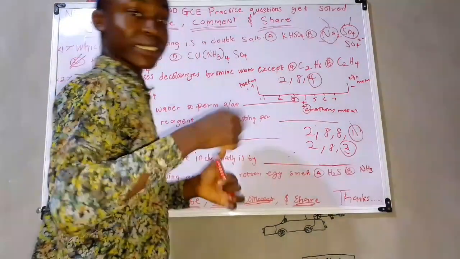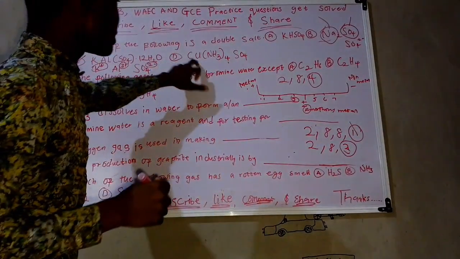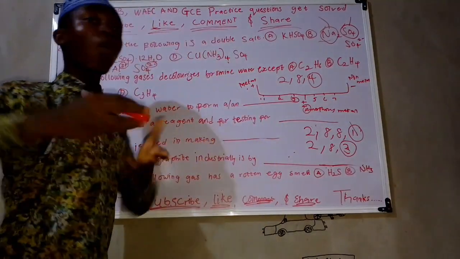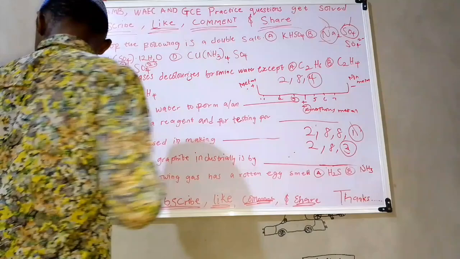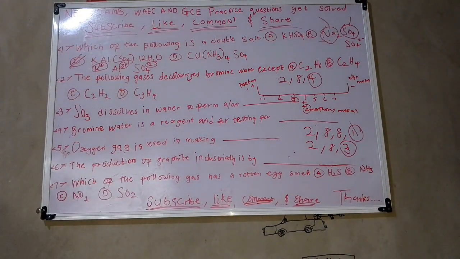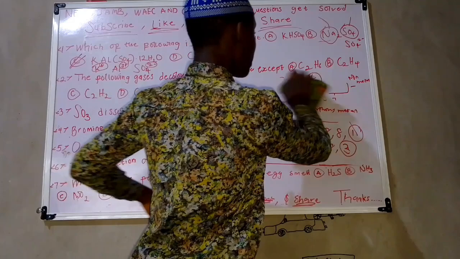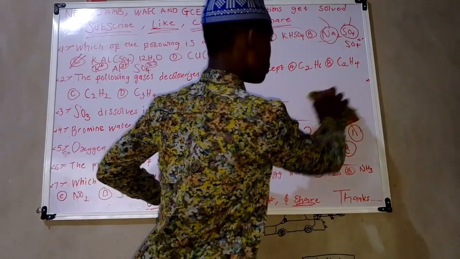It's a 2 minus sign, okay? It's a radical. Now for option D, this is a complex salt because it contains a complex ion. That should be noted. Let's move to the next practice question, okay?